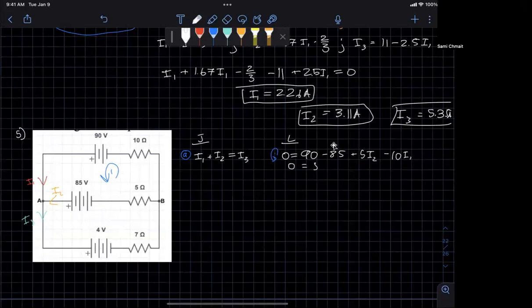Let's clean up this equation a little bit. That's going to be equal to 5 plus 5I2 minus 10I1. And I know I'm going to be solving this in terms of I1, so I'm going to want to get I2 alone. So I'll just divide everything by 5 from now on to make my life easier down the road.